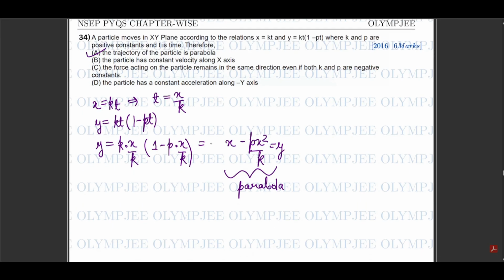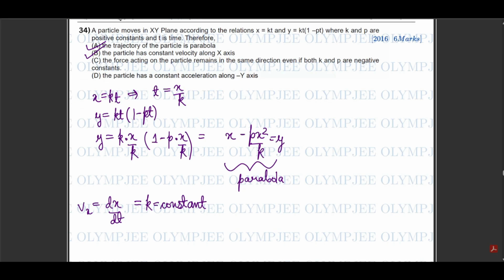They are also asking for other parts. So the particle has constant velocity along the x-axis. So constant velocity along the x-axis will be given as dx by dt, which is k, which is constant. It is given that k is constant. So option B is correct. The force acting on the particle remains in the same direction even if both k and p are negative. Since velocity is constant in the x direction, acceleration will be 0. That means that there is no force in the x direction.